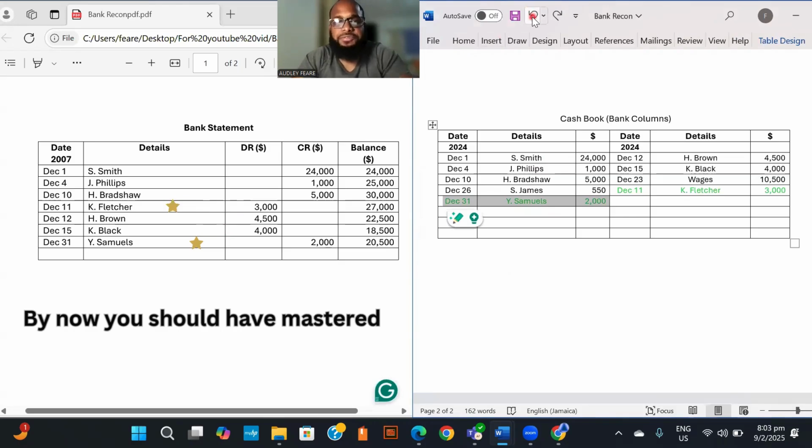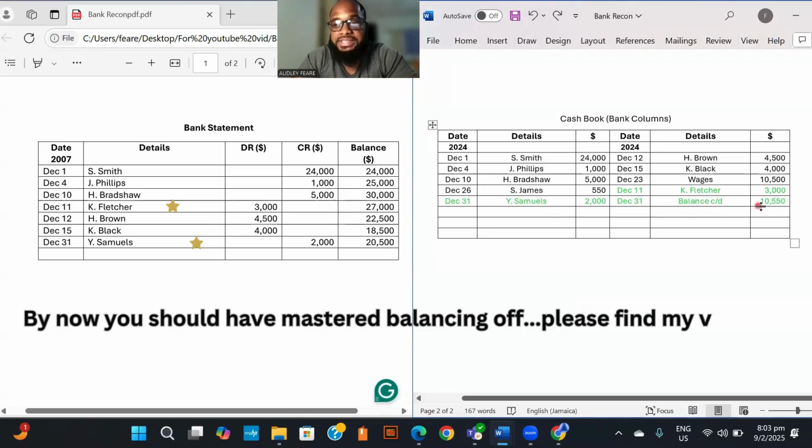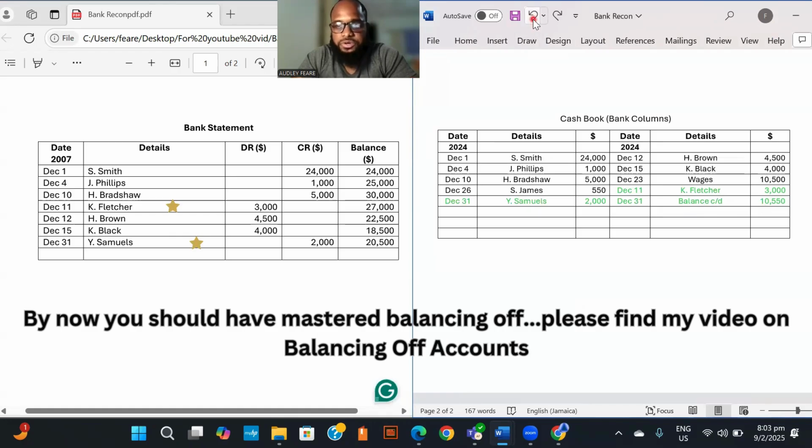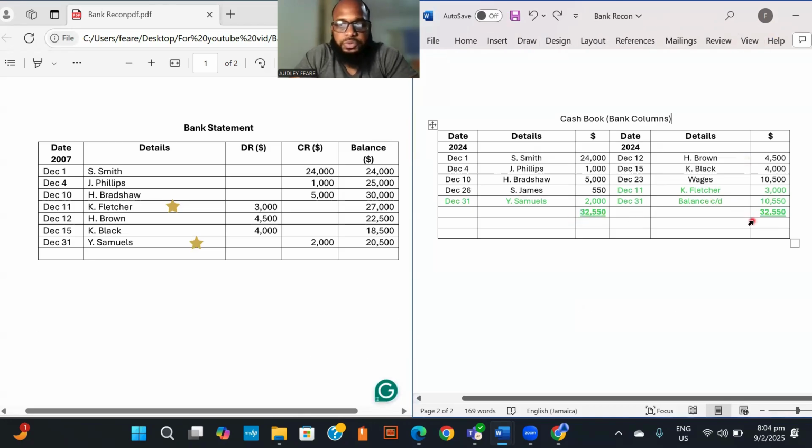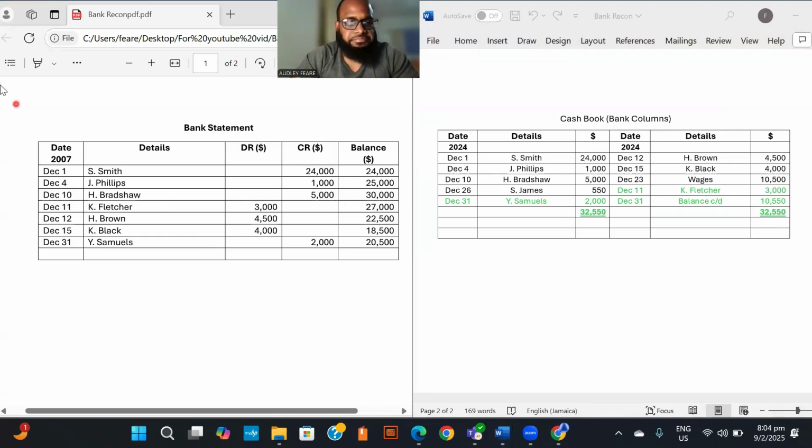So now what we're going to have to do is balance off. And now we see we have a balance of 10,550. And we draw our total line because our debit side was 32,500. Our credit side was smaller. So the balance carries down. And now we have our totals. But let us check something. The balances still do not agree.